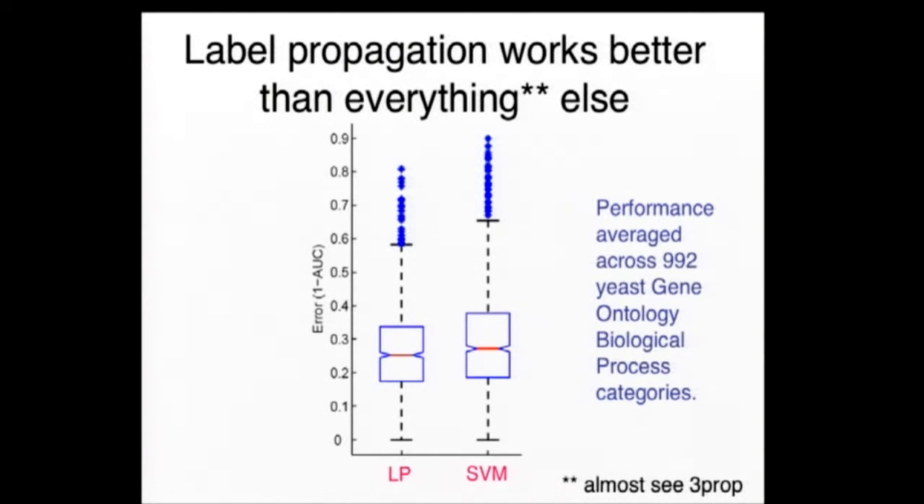Okay, this is just one example. This is AIR, so lower is better. We did label propagation on one network, and we did support vector machine on that same network. We looked over about 1,000 gene ontology categories, and we just used this because these are ways of labeling nodes, and there are a lot of different labels, so you can get some good statistics, and we did better. And this is out of the box. You consistently see this type of thing.